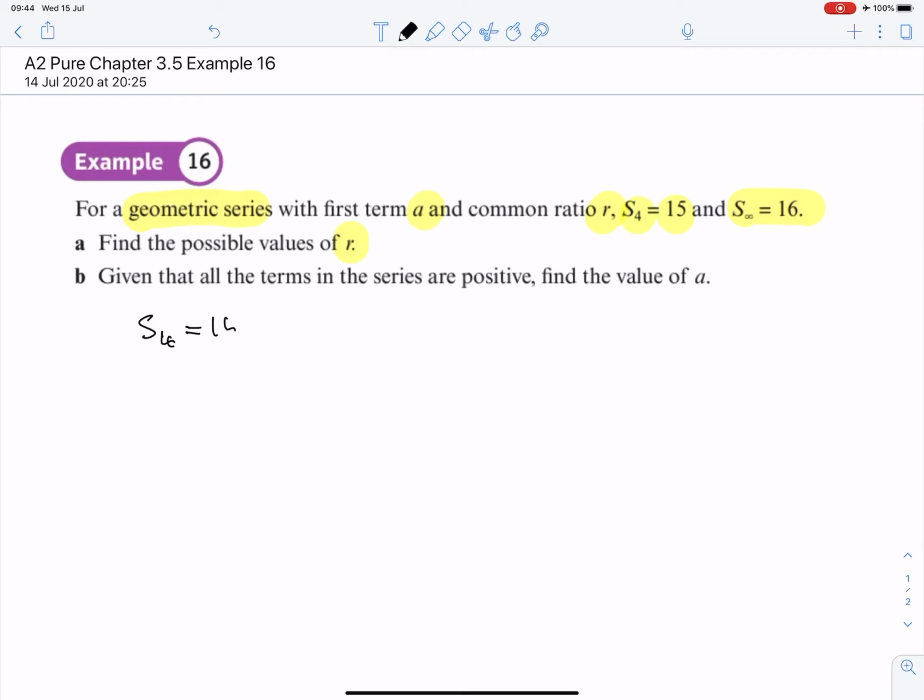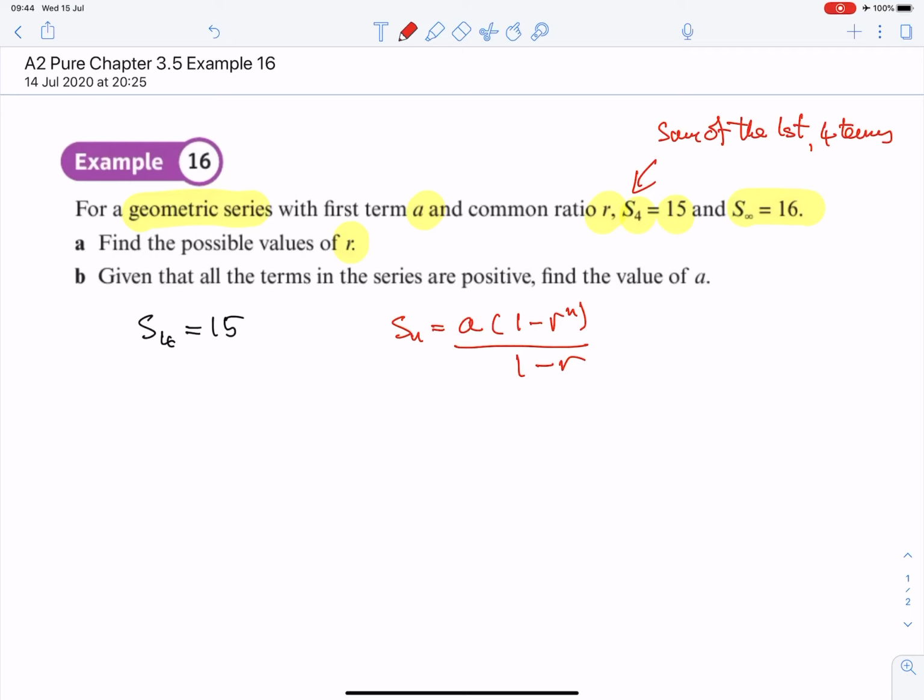S4 equals 15. And the key thing is recognising the notation, what that S4 means. So that is the sum of the first four terms. So our equation that we want is Sn equals, it's a geometric series, so it's a lots of 1 minus r to the n over 1 minus r.